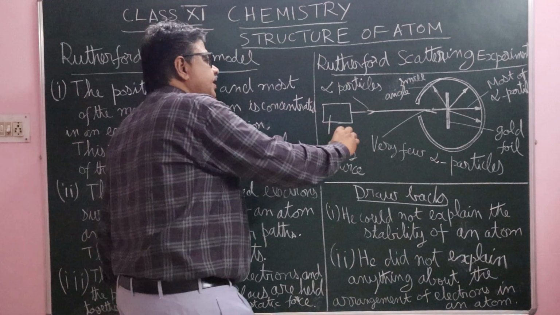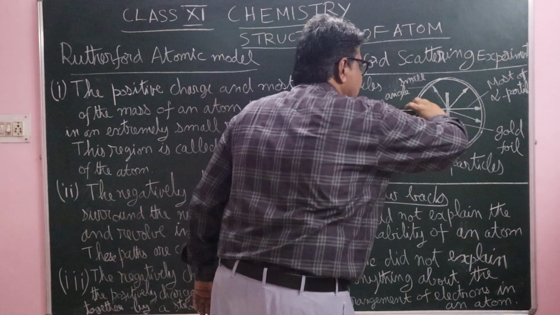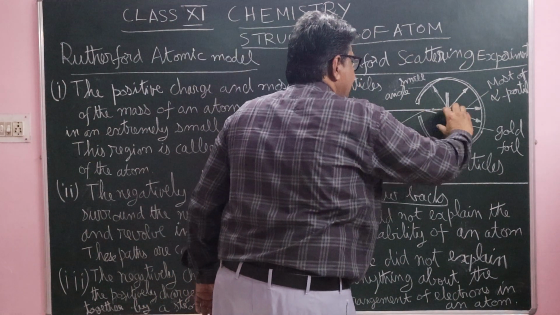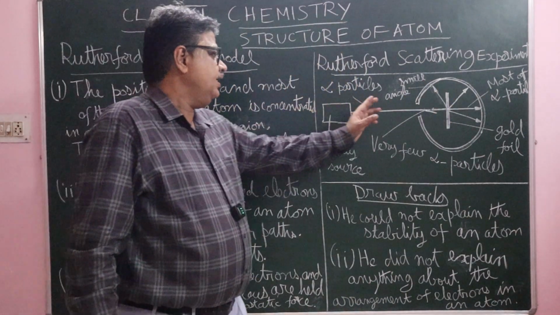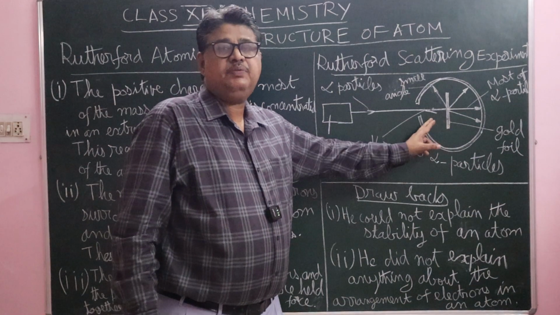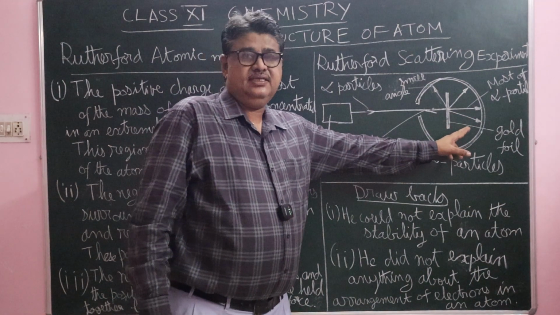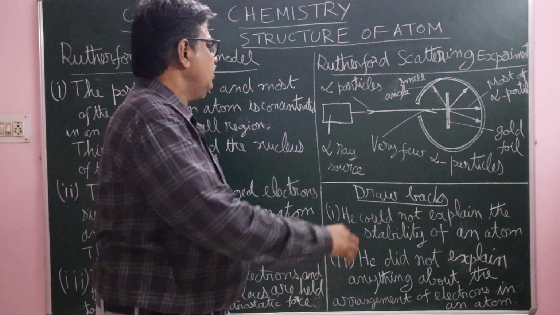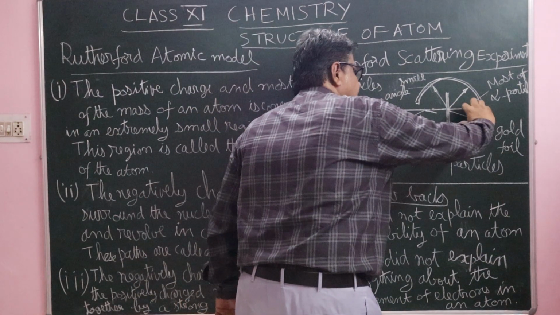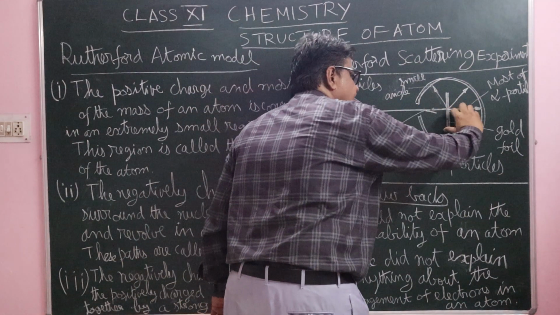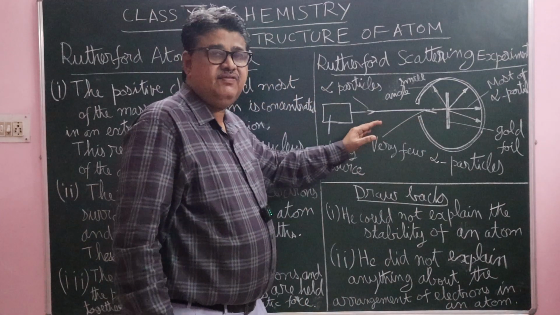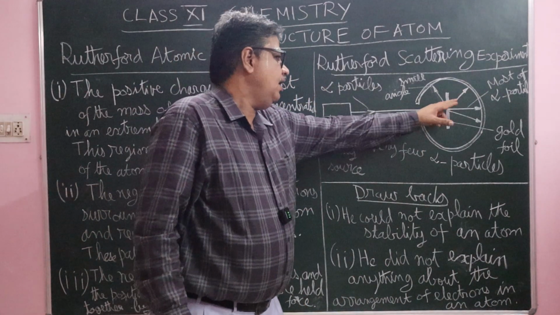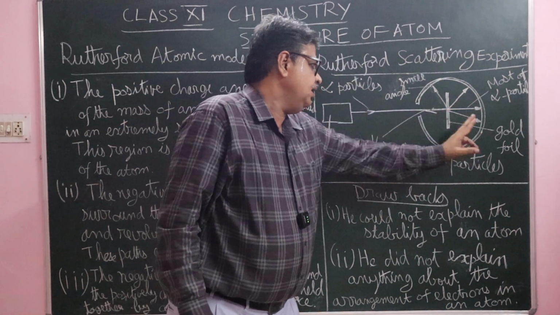And the alpha particles which pass through the gold foil, most of the alpha particles pass through the gold foil. That means most part of the atom is vacant, right? So most of the alpha particles pass through the gold foil, and the particles fall on the screen.